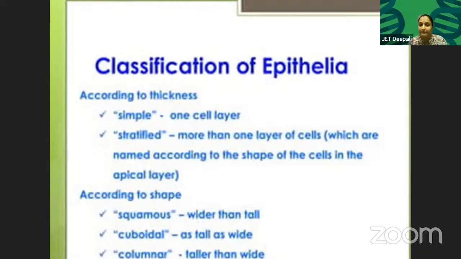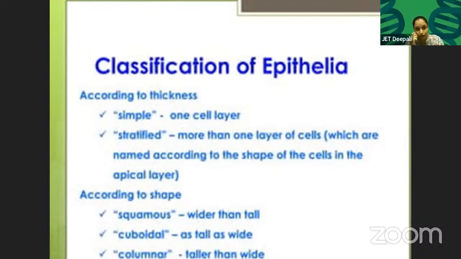Okay. Stratified means more than 1 layer. If there is more than 1 layer, then it is called stratified. Like in our skin, multiple layers of epithelial tissues are made to form the skin. This is not only simple. These are stratified squamous epithelia, named according to the shape of the cells in the apical layer. Apical means the outer topmost layer, the apex.